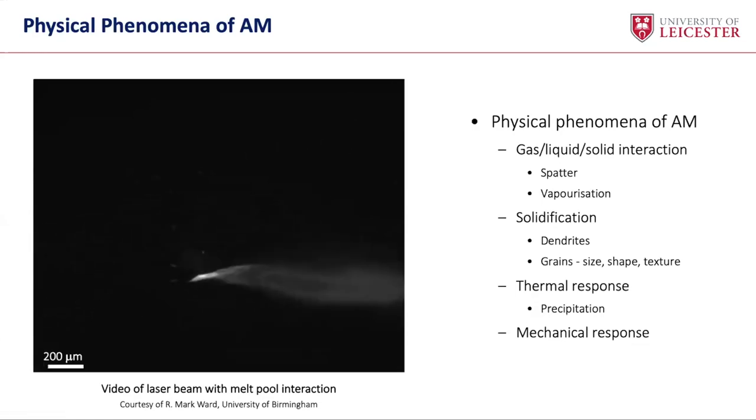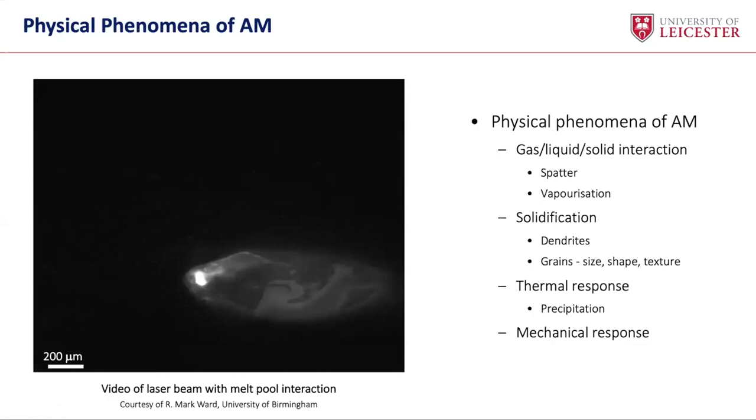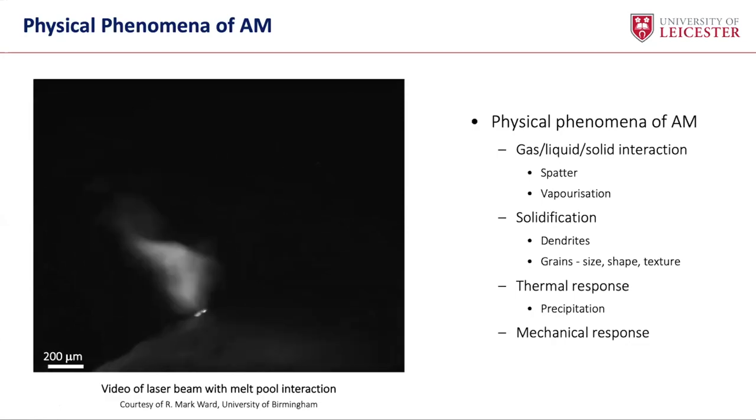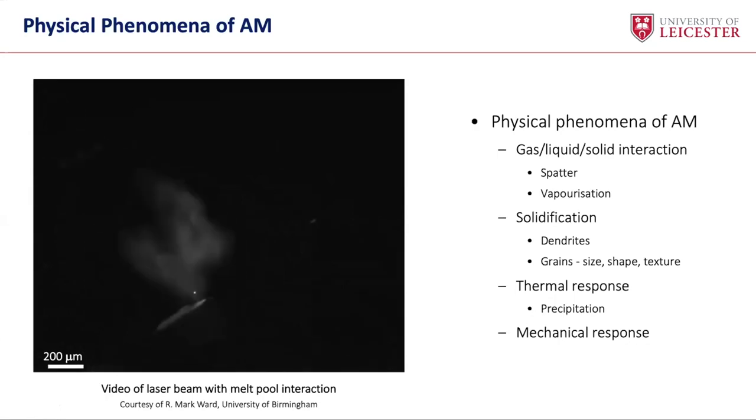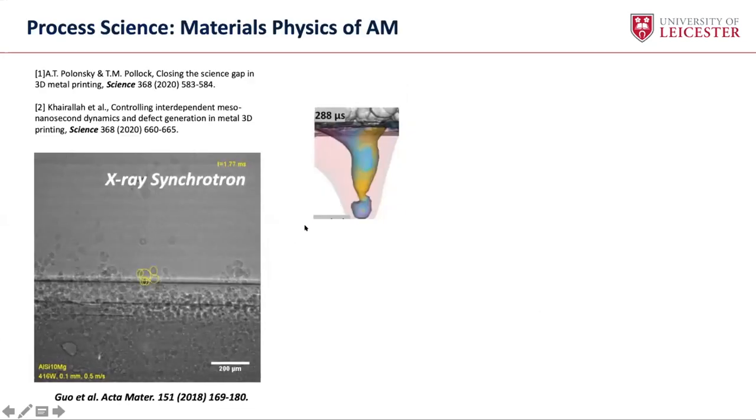And from this video, you see a lot of phenomena happen here. Gas liquid solid interaction, sputter, vaporization. You see a vapor plume now. And then the emerging microstructure, dendritic growth or cellular growth or whatever. This needs to be understood in order to predict the final mechanical property. And let me explain a little bit more on this.